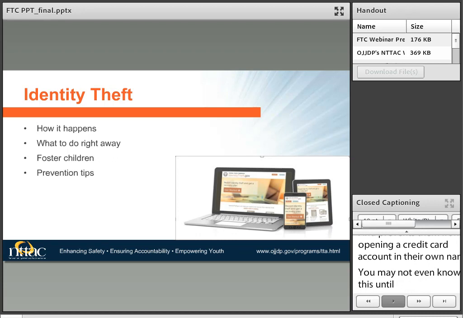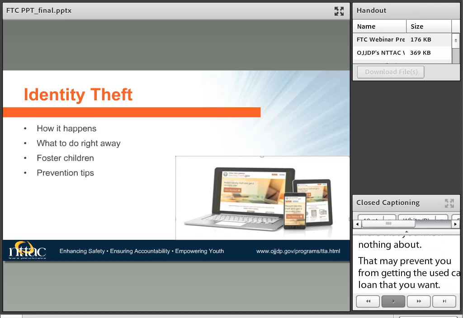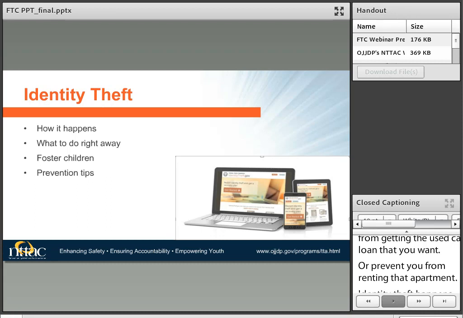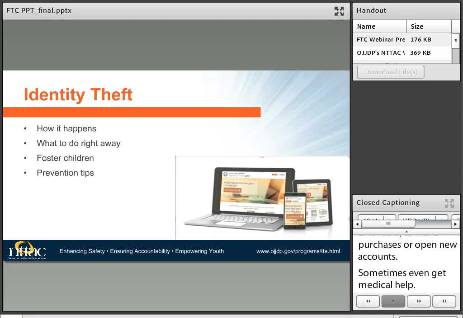Identity theft happens when someone uses a person's social security number or other personal information, like I said, to open new accounts, make purchases, even get a tax refund, sometimes even get medical help. The warning signs can be things like you notice strange withdrawals from your bank account, you get bills that aren't yours, you get calls about debts that you don't owe, you may get a notice from the IRS or find unfamiliar accounts on your credit report.